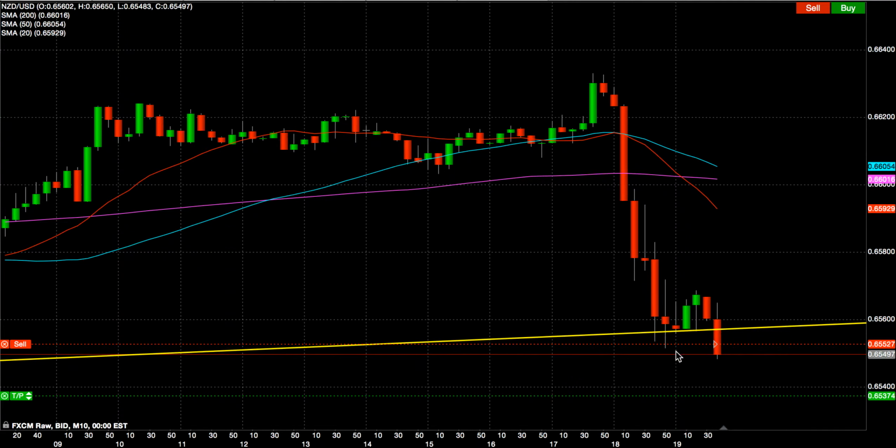Now we have made a new low. We did break the low here. This low, once we made this quick bounce here, but like I said, we have broken this low, so I am looking for some more downside on this.